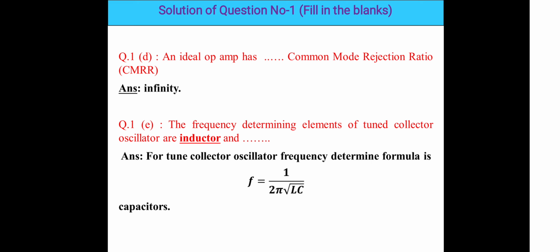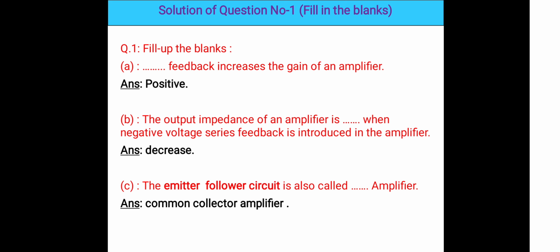The frequency determining elements of the tuned collector oscillator are inductor and capacitor, because the frequency of the tuned collector oscillator is f equals 1 by 2 pi root over LC. One element is given, that is inductor, so the other is capacitor, because only two parameters, L and C, are involved here.